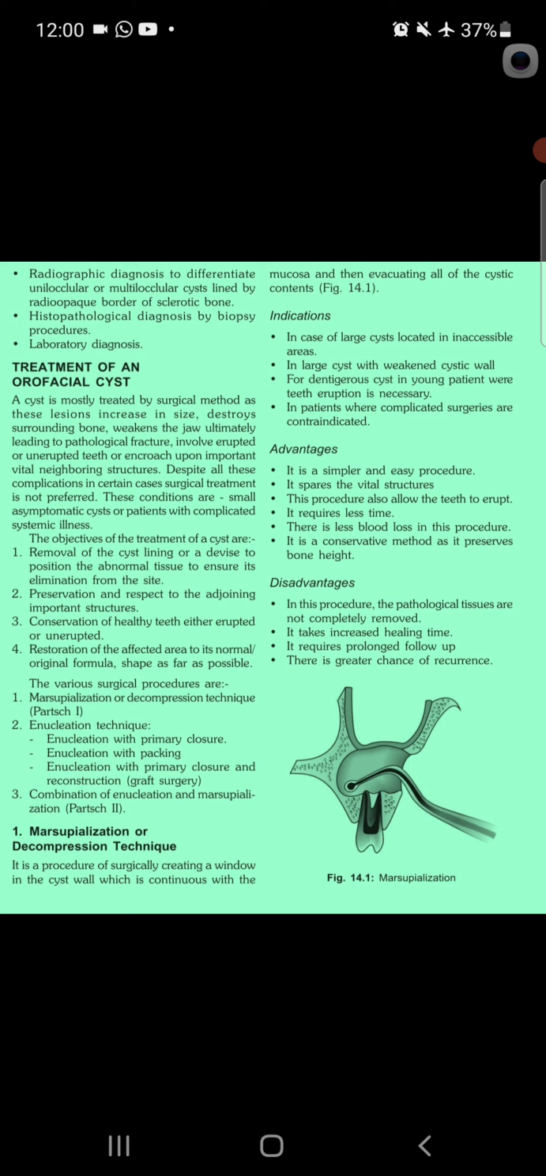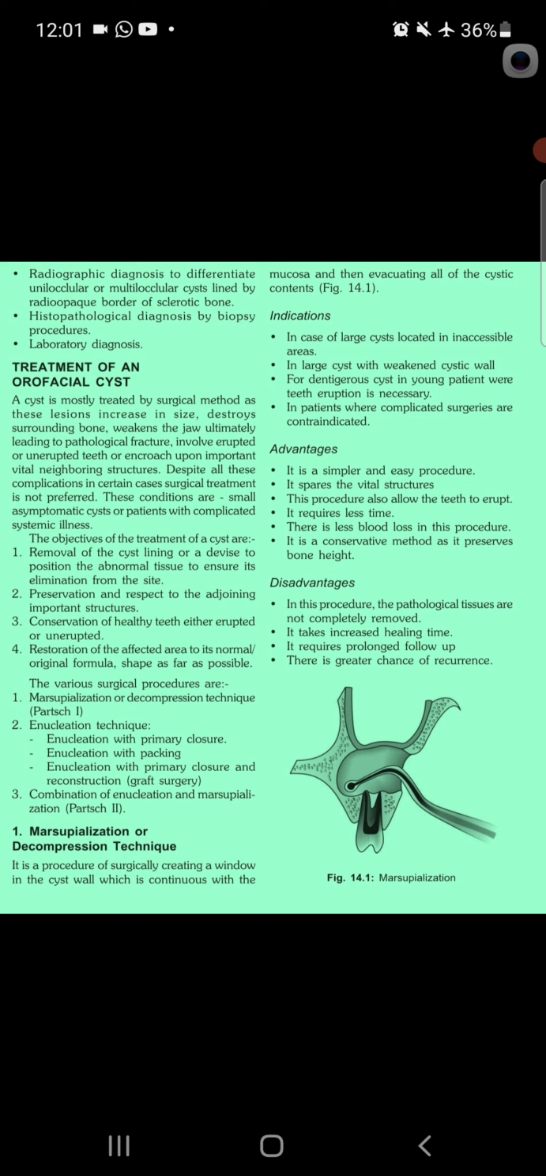Marsupialization or decompression technique, in which we make a pouch, due to marsupial animals. In Australia, this name is given because here we make a pouch. Decompression means to decrease the pressure, also known as Partsch 1 technique. Second is the enucleation method. In enucleation there are three methods: enucleation with primary closure, enucleation with packing, and enucleation with primary closure and reconstruction, meaning graft surgery. And the third method is a combination of enucleation and marsupialization, which is the Partsch 2.